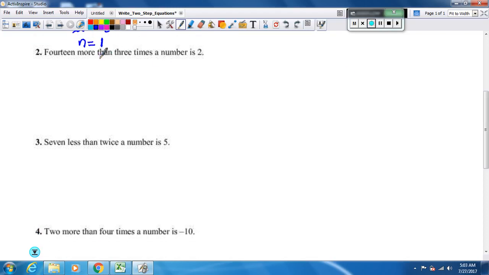Again, on this one you have the word than. So what's in front goes last, at the end. So 14 more than. More means plus 14. Now what's in front of that plus sign is what's after the word than. 3 times a number. I forgot to define my variable. Let's use a different one. Let's use x equals a number, because they will switch those up on you. Okay, so 3 times that number, so 3x.